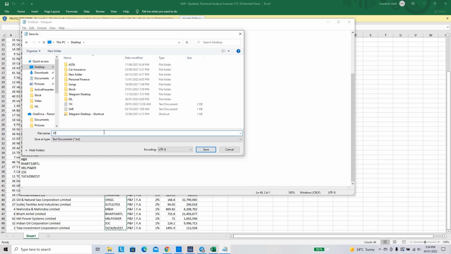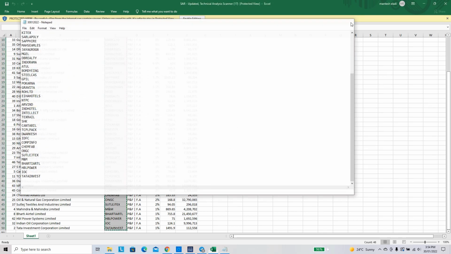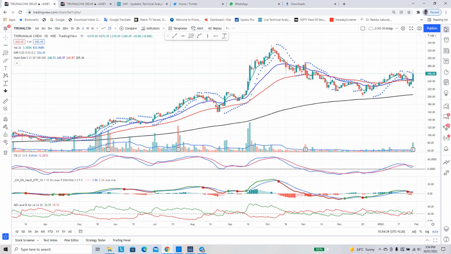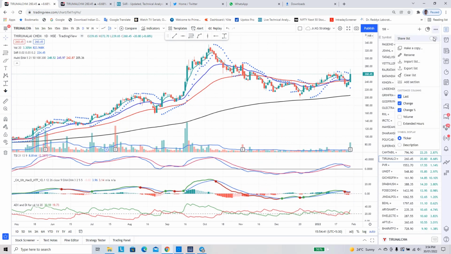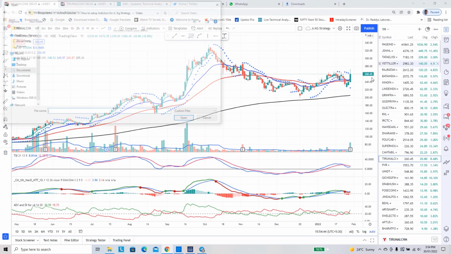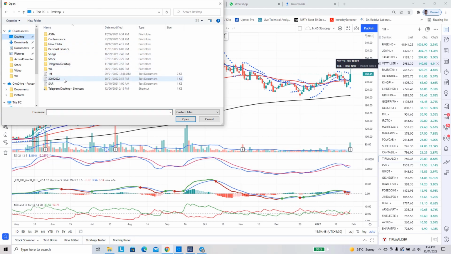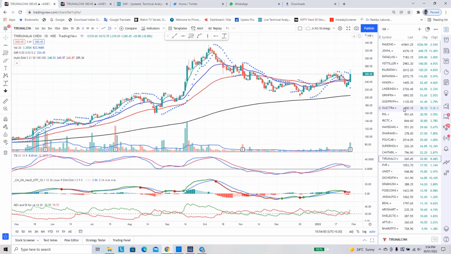30/01/2022. Okay, save it, close, and then we will go to TradingView and import the list. So we will go to the desktop and here is our list, just open it. Okay, perfect. So see, this list is already imported.